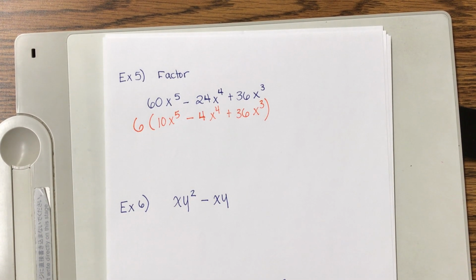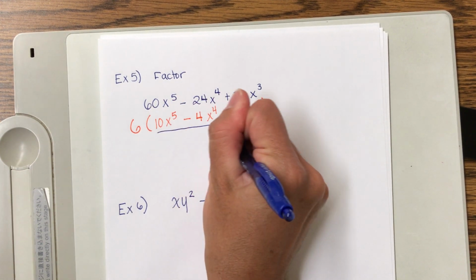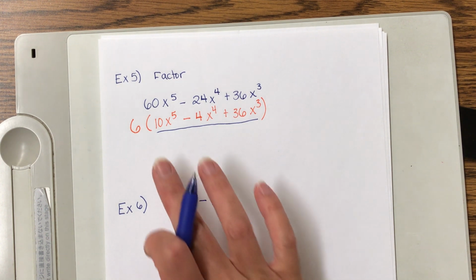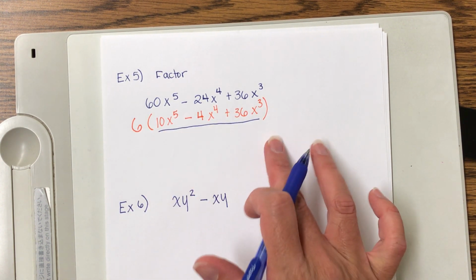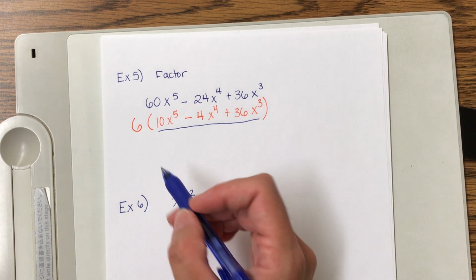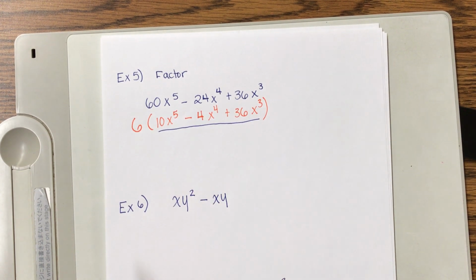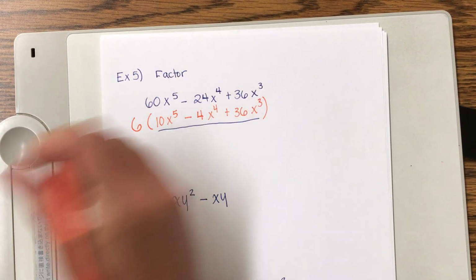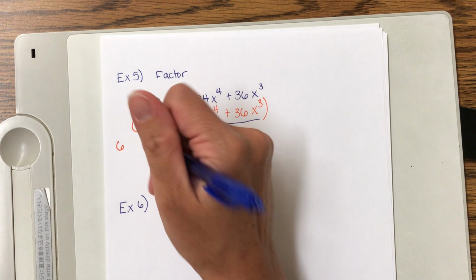So how do I know that I have the GCF? Well, look at what I have remaining in the parentheses. Is there something else that I could have factored out to start with? Or do all 3 of these terms have anything else in common? And the answer is yeah, we do. So 10, 4, and 36, they actually all also have a 2 in common. So I don't want to forget about my original 6 that I factored out. But now I'm going to factor out a 2.